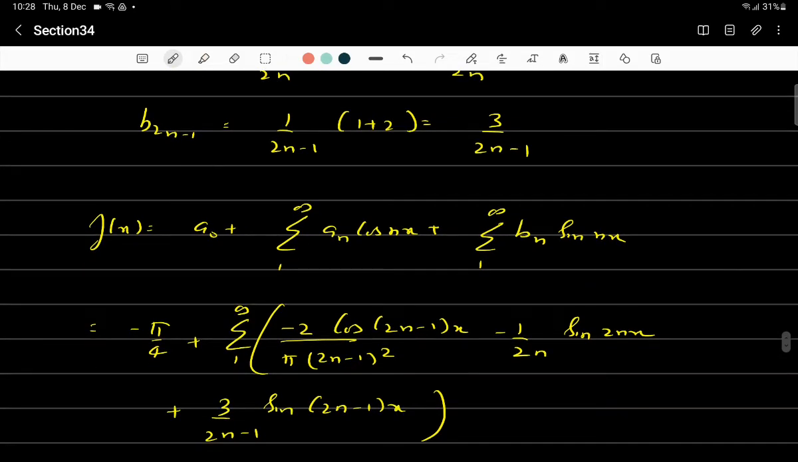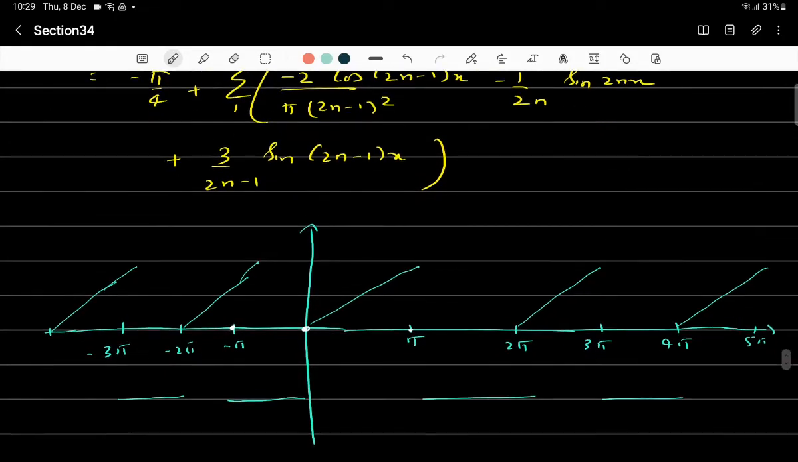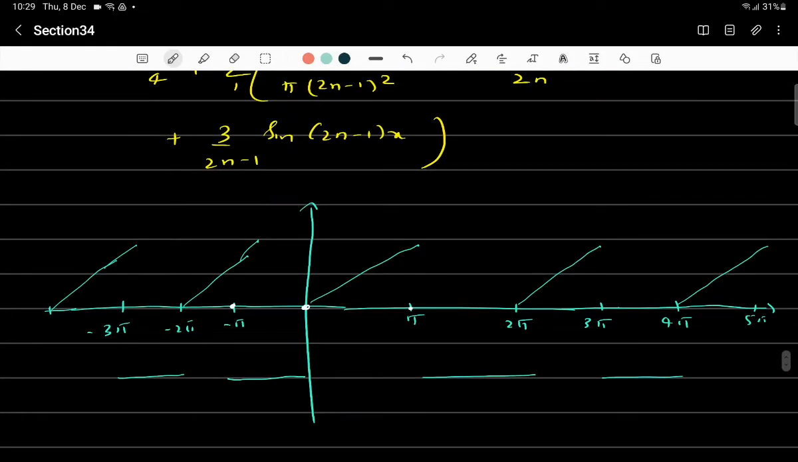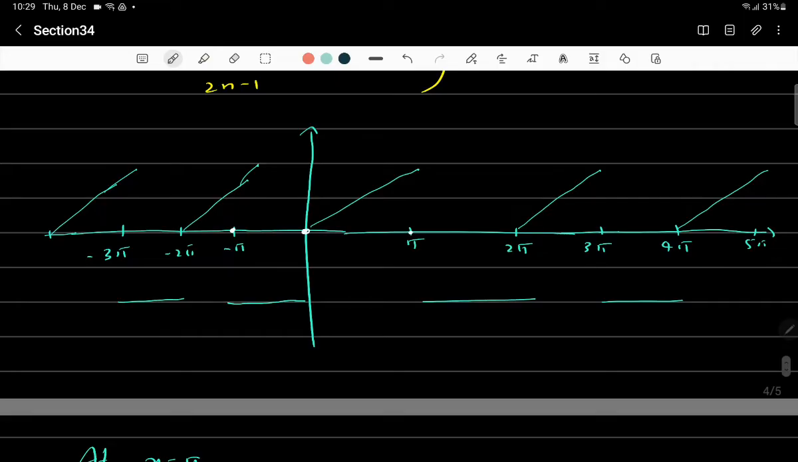So this is my required Fourier series, which has sine terms and cosine terms. Now at both x equal to 0 and x equal to pi, the sine terms would be 0, so I will only have the cosine terms. Now if I draw the graph, this is how it looks. It can be observed that at x equal to pi I have a jump discontinuity, at x equal to 0 I have a jump discontinuity, and at x equal to minus pi I have a jump discontinuity.